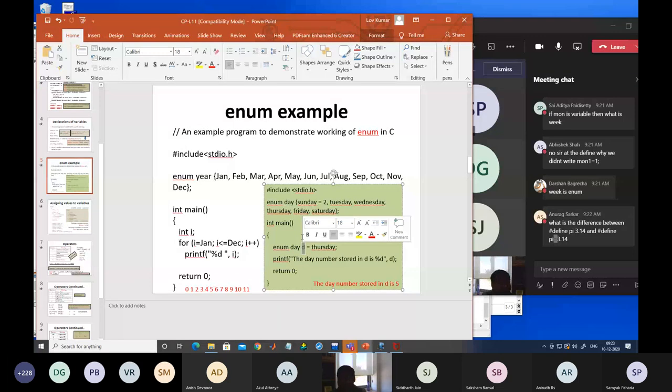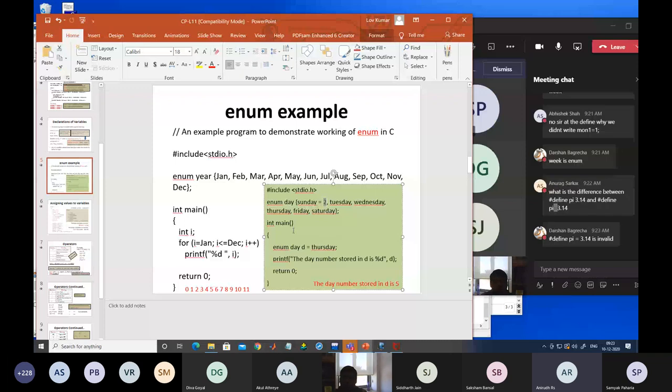So here you can put any integer constant value, you can put character value, but you cannot put any float value. Clear? Yes, sir. But we can't make those values only positive. Sunday can also be minus 2. We can also write minus 2. Based on our requirement, we can write here.